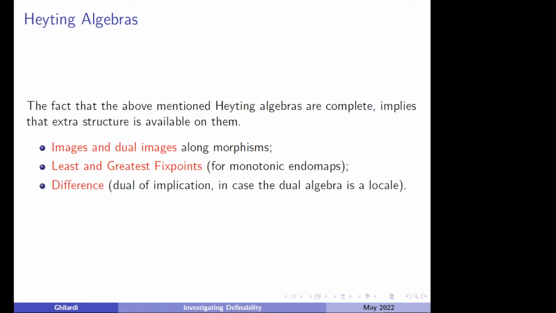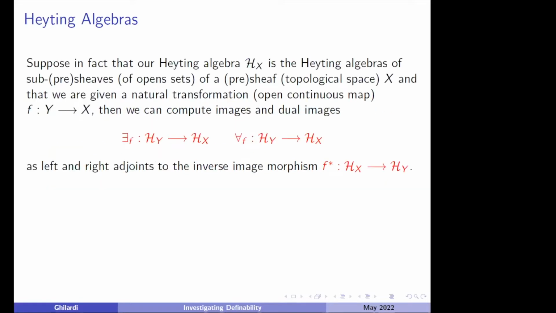You have cases where, for instance, as happened with pre-sheaves, the Heyting algebra is such that also the opposite lattice is a Heyting algebra. Then you also have the dual operation of implication, which is called difference. Sometimes difference exists, sometimes it does not. And here you have what happens in the examples.